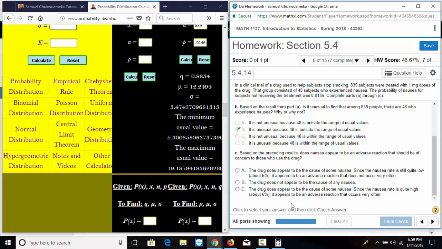Let's look at the other options. B. The drug does not appear to be the cause of any nausea. C. The drug does appear to be the cause of some nausea. Since the nausea rate is quite high, about 6%, it appears to be an adverse reaction that occurs very often. C, we eliminate C. 6% is not high. Okay. The drug actually appears to be the cause of some nausea. So the correct option will be A.